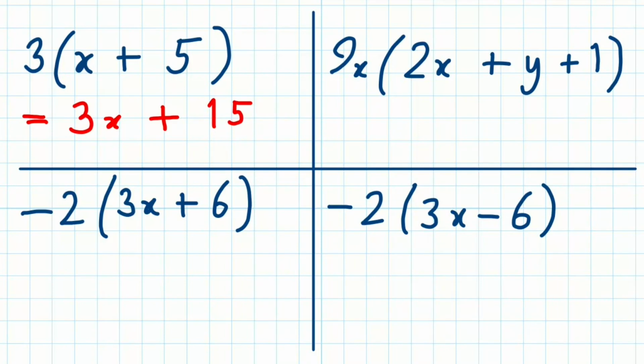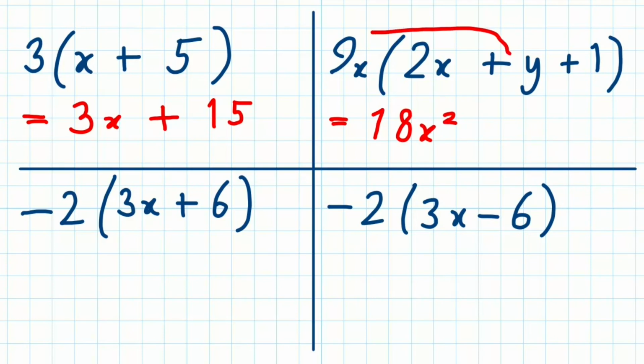We may have more than 2 terms inside the bracket. So in this case, we have 3 terms. So again, multiply everything inside the bracket by what comes before it. So we do 9x times 2x. So 9 times 2 would be 18. And then x times x is x squared.